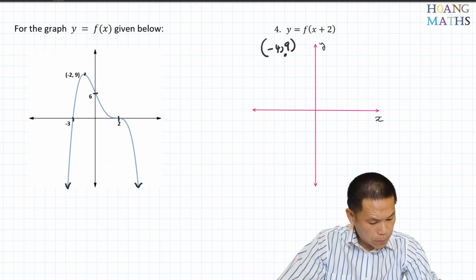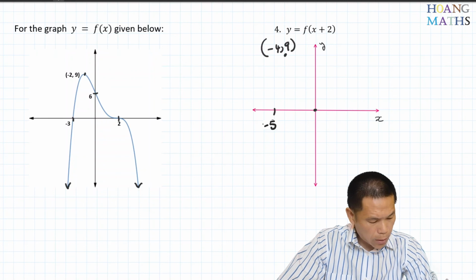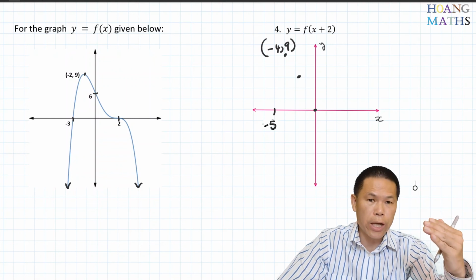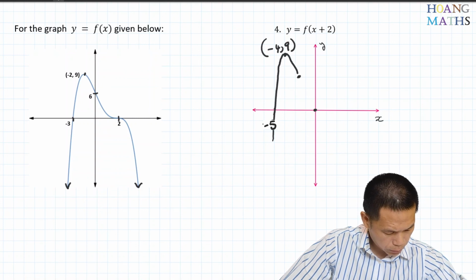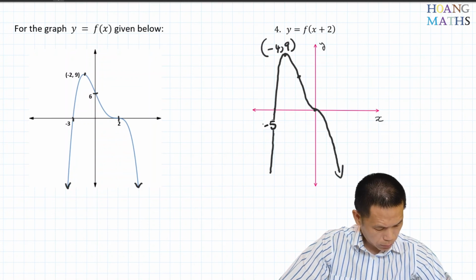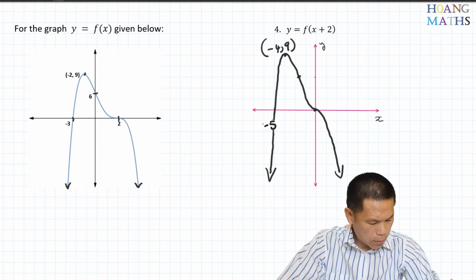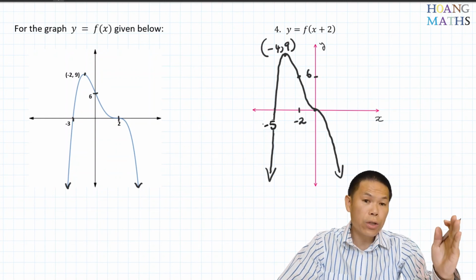And then negative 5 here. The point of inflection is at 0 because it's moved 2 units to the left. And the y-intercept, 6, becomes negative 2, 6. So negative 2 roughly here. Now I just join these points together. So let's write this. This is 6 and this one here is negative 2 because 2 units to the left, okay?